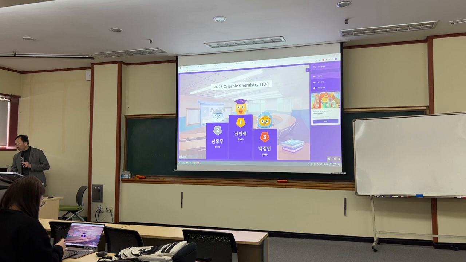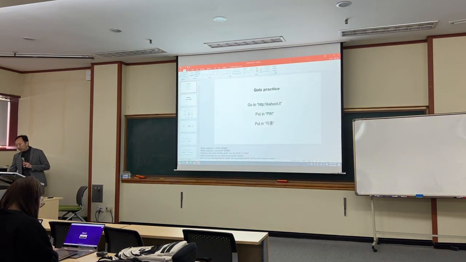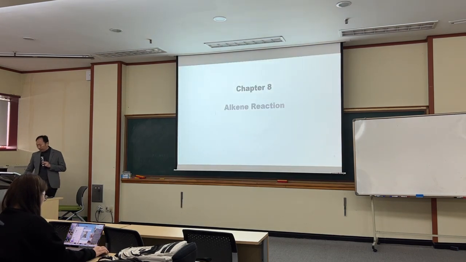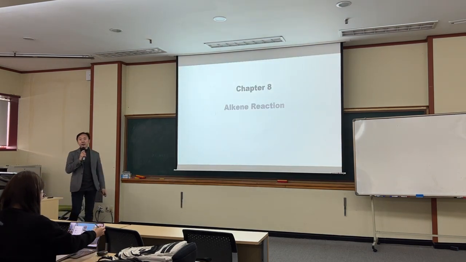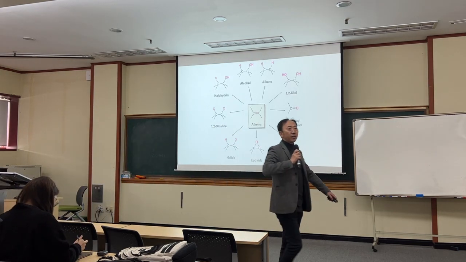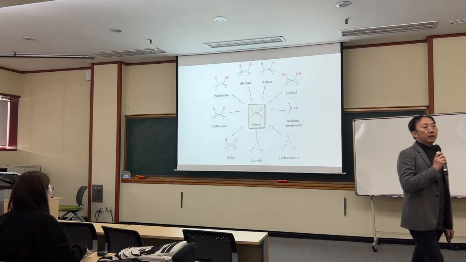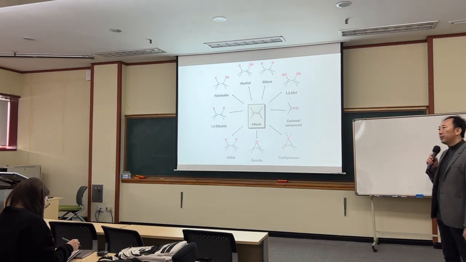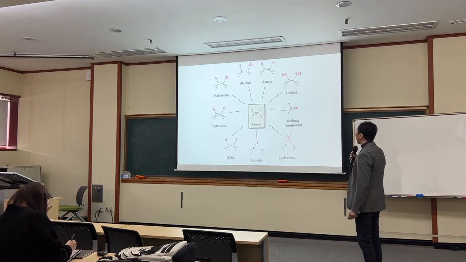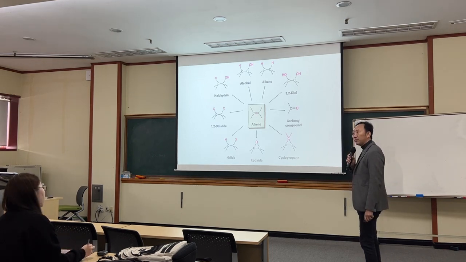Now we are going to move into the real reactions of alkenes. Today, we are going to learn a lot of reactions. That was the basics, the small things we learned in the last class. So let's see the collection of reactions. First, the functional group in organic chemistry: alkene can do many different things. Most of them look like addition reactions.